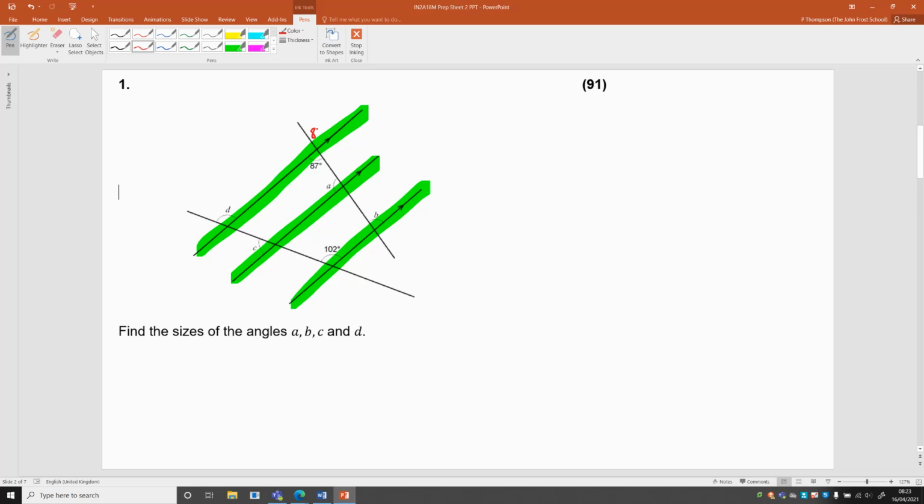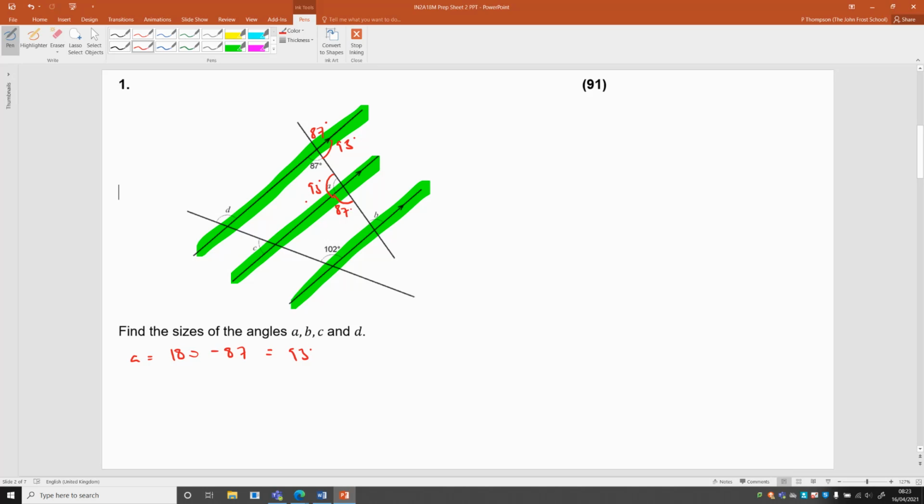So first things first, this is 87 degrees because it's opposite. This would be 93 degrees to make 180. This one here is also 87 because it corresponds to this one, which means the A is 93, because it makes a half turn here. So A is 180 take away 87, which is 93 degrees. That one's done, and I'll put it on the picture.